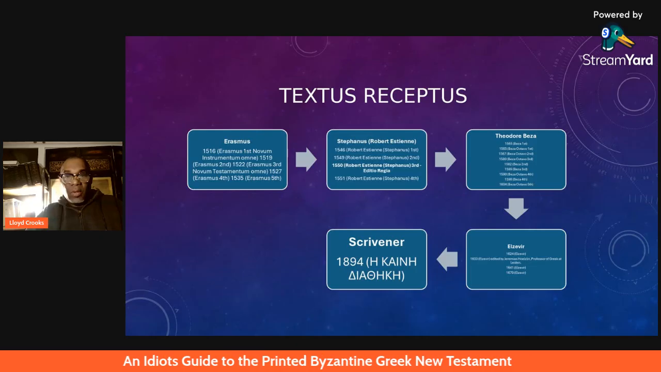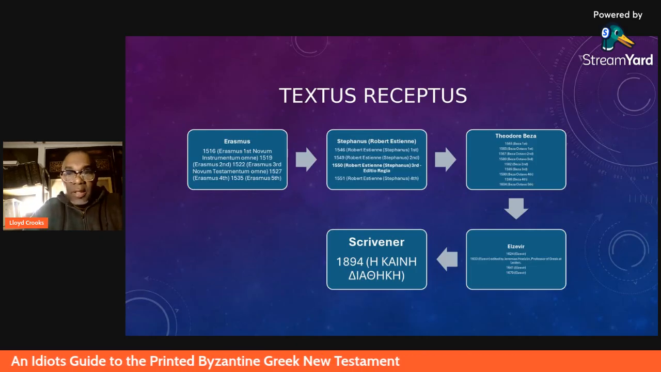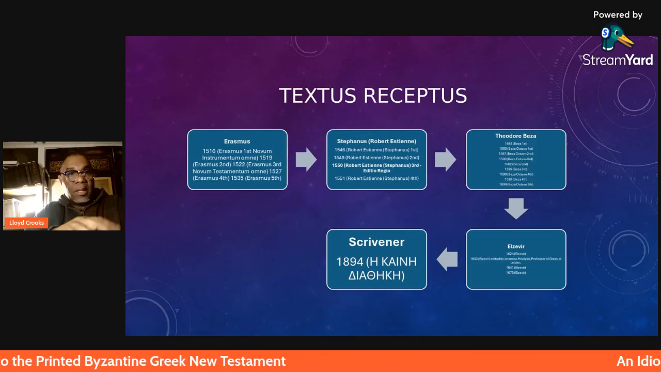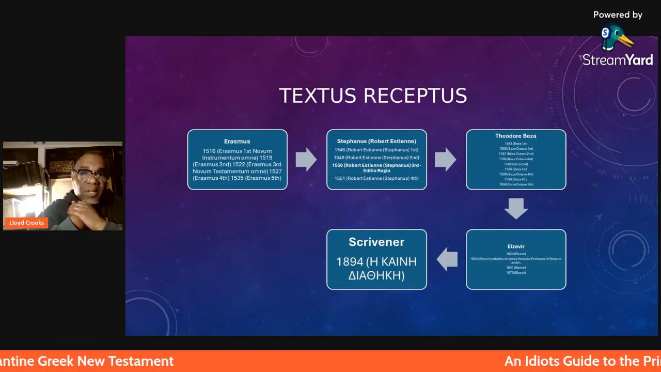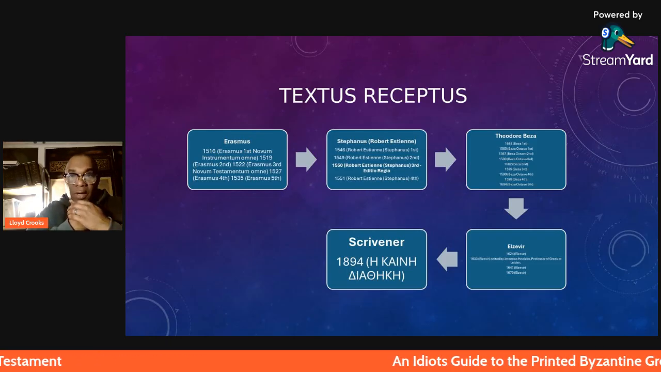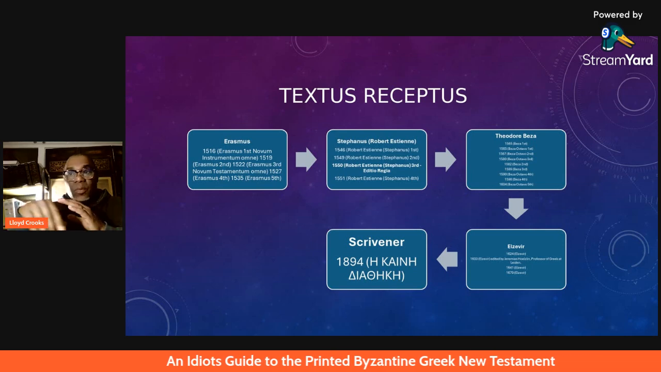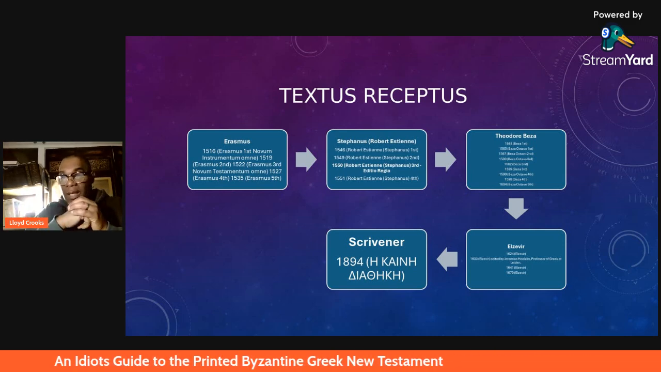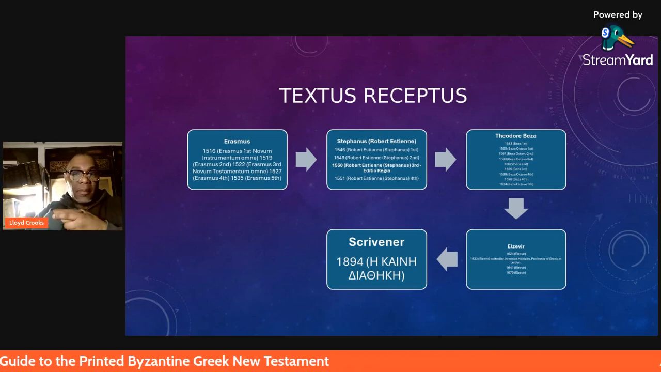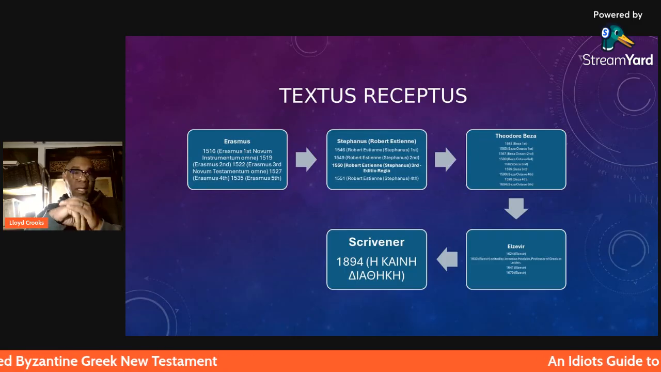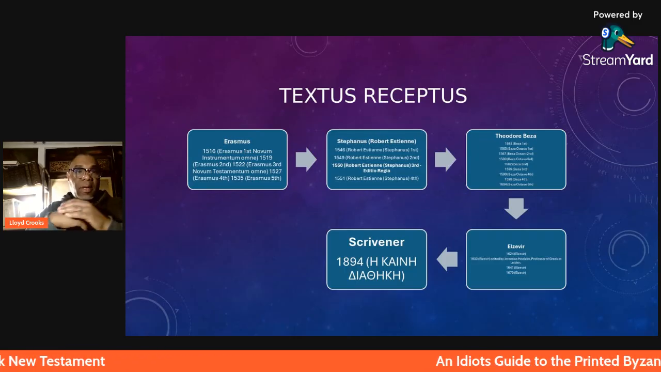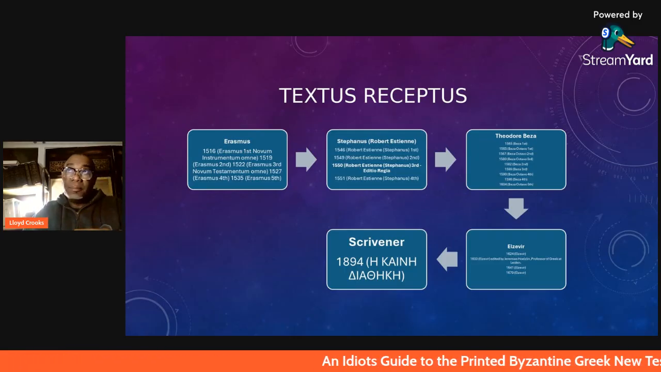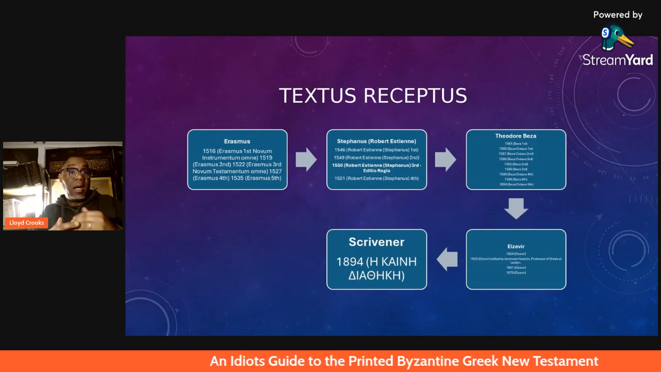Now, they'd kill me if I didn't talk about the Textus Receptus, so I'll just give a quick overview. I've already done a video on the Textus Receptus. So you have Erasmus and these various editions, Stephanus, very influential, and Beza, which was used as the basis for the King James, and Elzevir, and then you've got Scrivener. Scrivener's Greek New Testament is where he tried to identify the Greek text behind the King James.